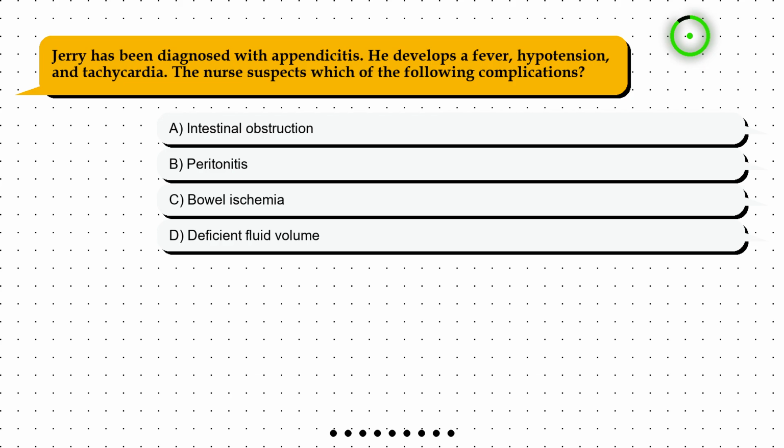Question 3. Jerry has been diagnosed with appendicitis. He develops a fever, hypotension, and tachycardia. The nurse suspects which of the following complications? Option A. Intestinal obstruction. Option B. Peritonitis. Option C. Bowel ischemia. Option D. Deficient fluid volume.